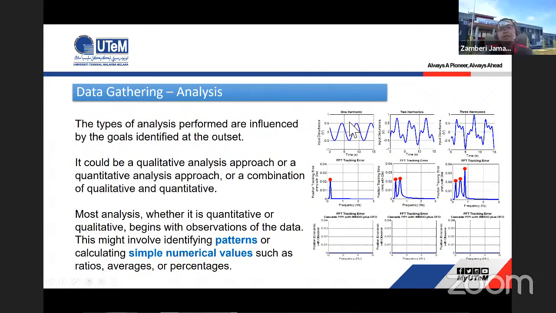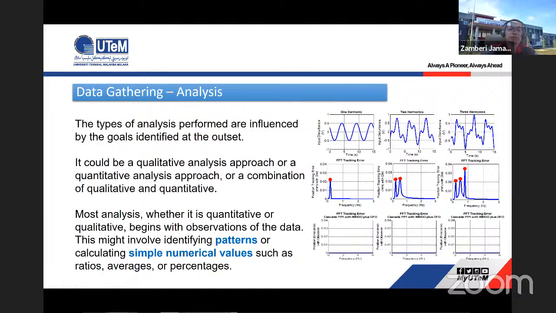We might say that, okay, this is a single harmonic. You only have one frequency. This is two harmonics. You can see there are two different frequencies here. And this is three harmonics. There you can see three peaks, two peaks, three peaks. And here we could see that there is no peak at all once we have applied certain techniques. That is the first layer of analysis, quantitative analysis of the data. So the first is basically to look simply at the patterns that the data provide us.